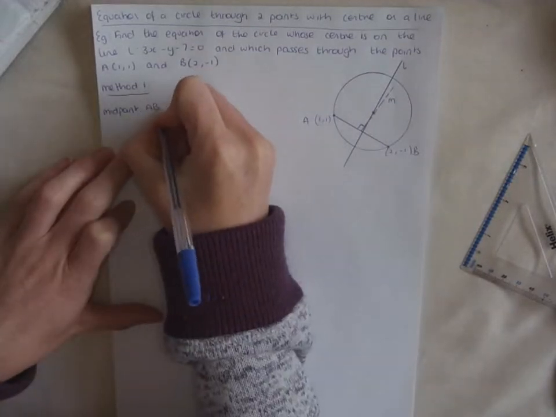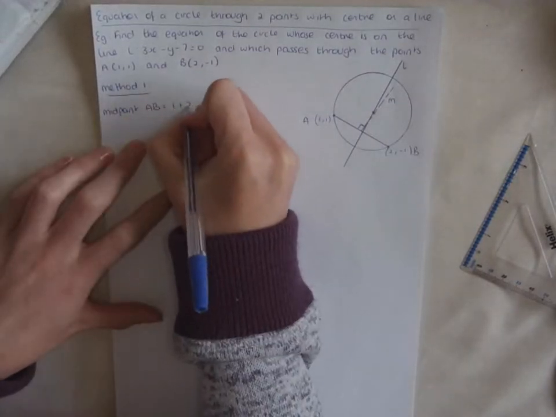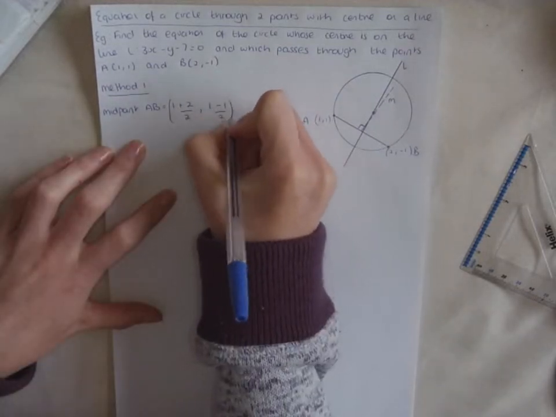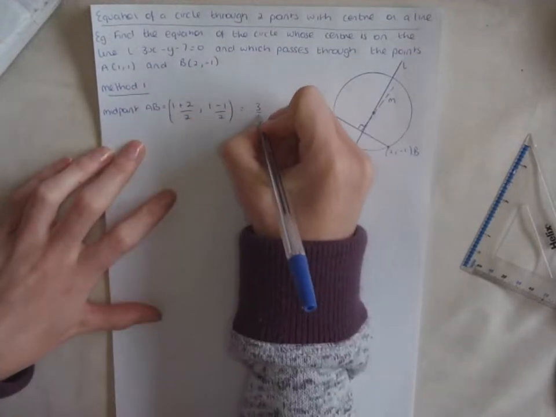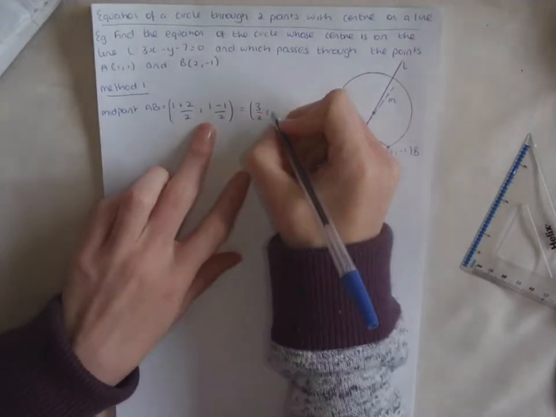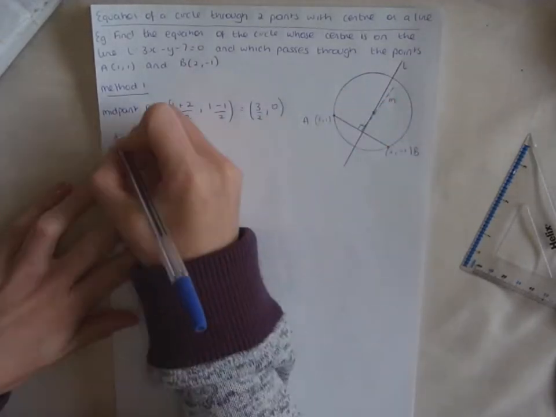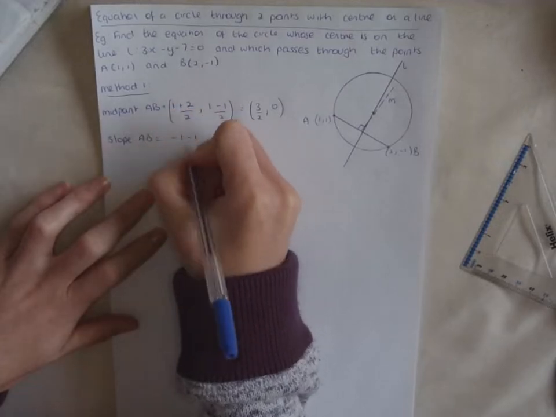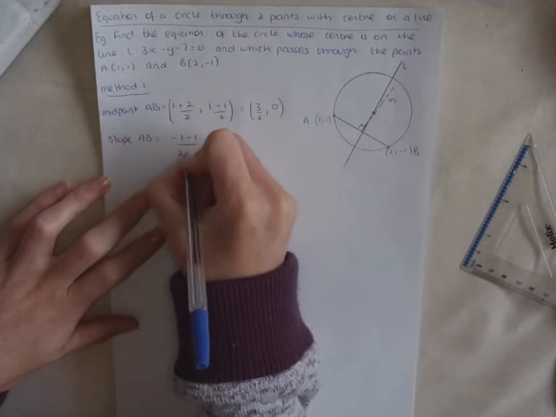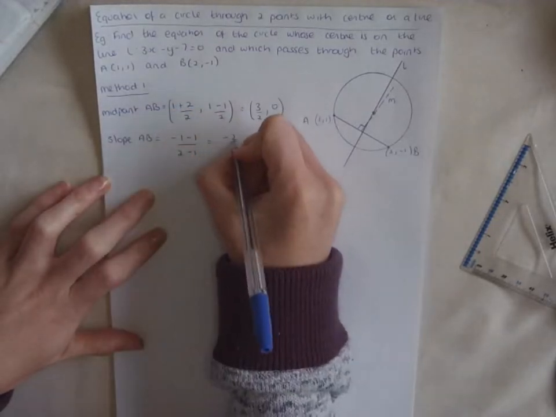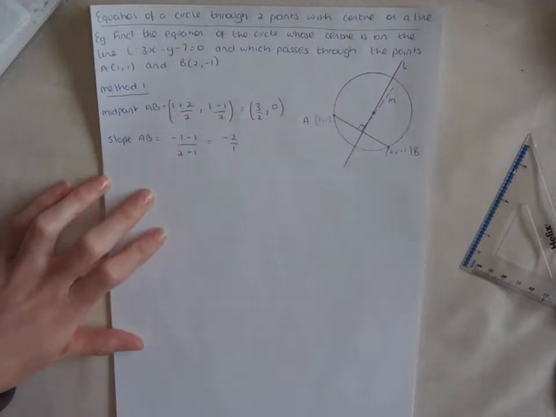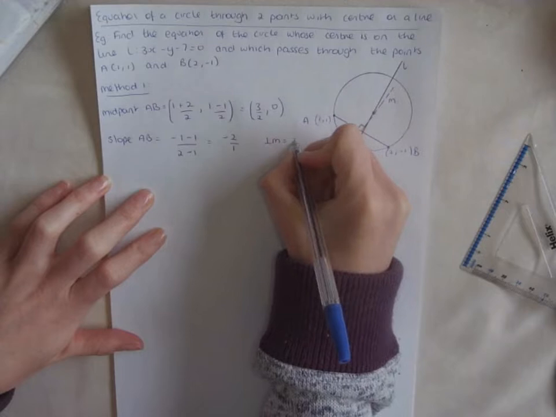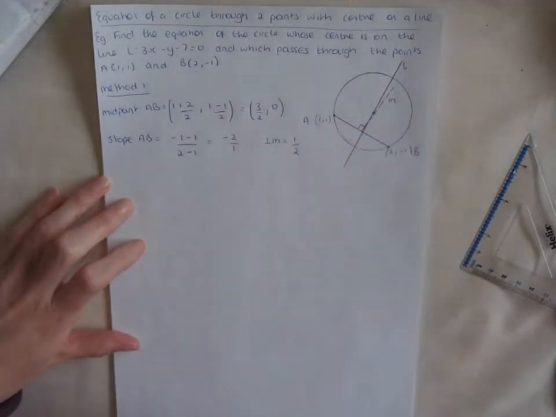So the midpoint of AB is x1 plus x2 over 2 and y1 plus y2 over 2. So it is 3 over 2 and 0. Okay, so that's my midpoint. Let's get the slope of AB. So y2 minus y1 over x2 minus x1. So that's minus 2 over 1, which is minus 2. So then the perpendicular slope would be turned upside down and change the sign, a half.